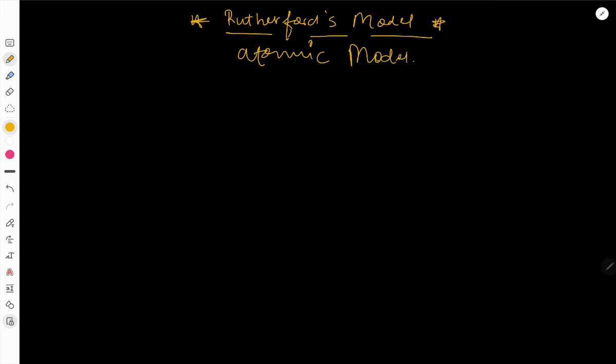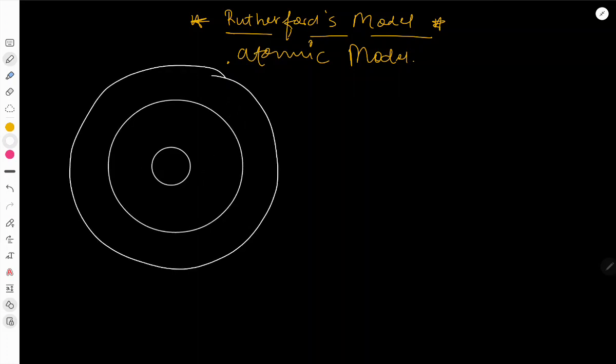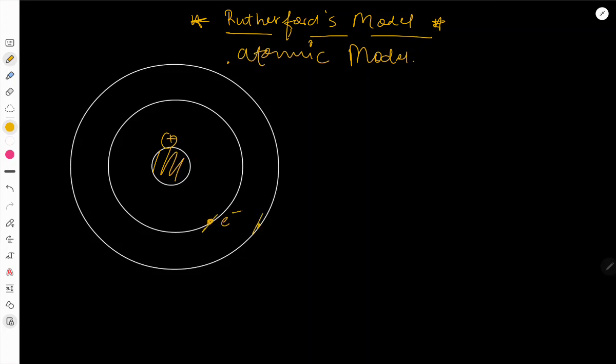You should first understand how an atom looks as per us now. There is a nucleus in the center, and there are electrons revolving around it in particular orbits. This is our plus charge, and here are our electrons. They are moving in their orbits, and this is an obvious thing that every child even knows.